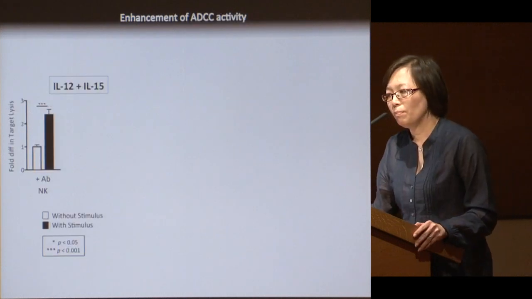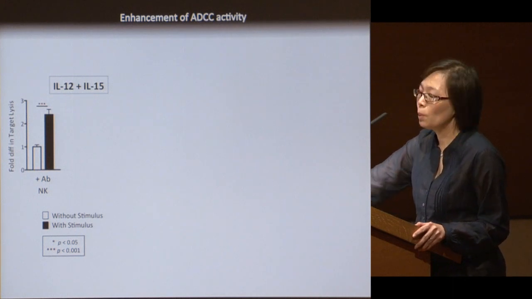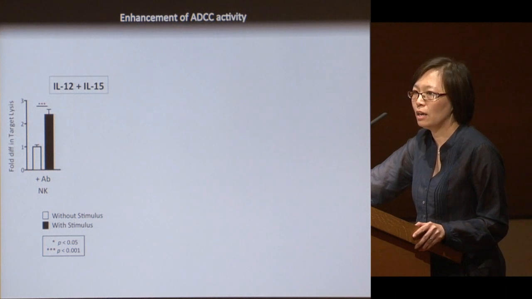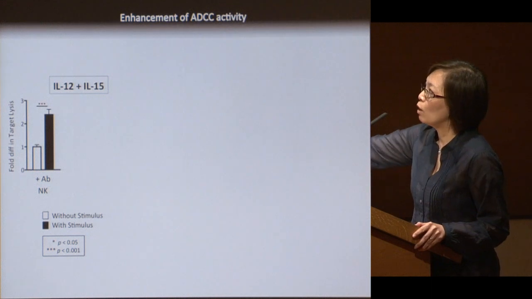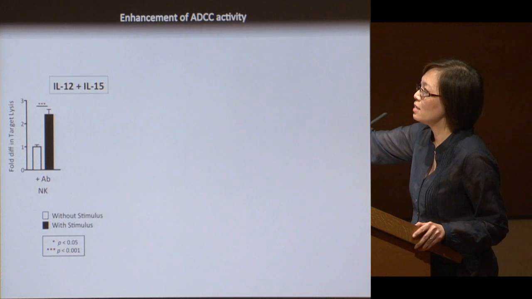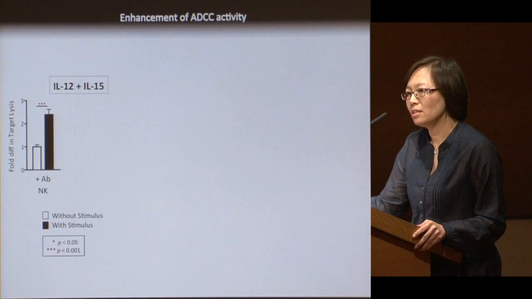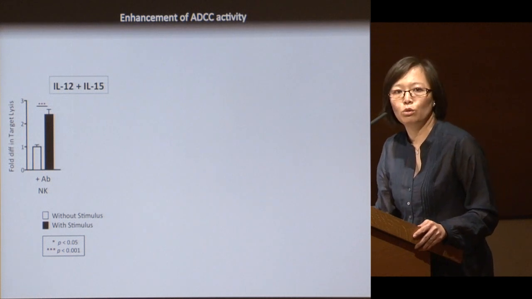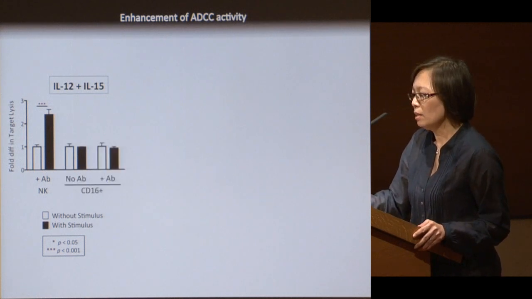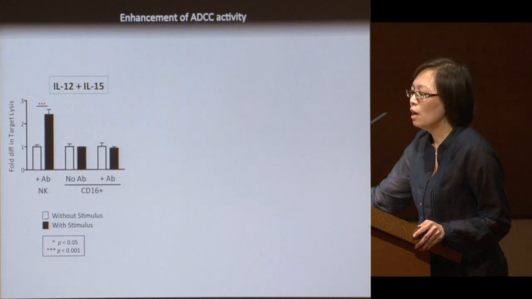And we know that NK cells can perform ADCC, and for a long time it has been described that the cocktail of IL-12 and 15 can enhance NK cells to kill tumor cells better. We can also see this in our own hands. With treating of NK cells with IL-12 and 15, we can enhance their ability to kill antibody-coated cells. But are we able to also enhance the ability of the CD16 positive monocytes to perform ADCC? If we use IL-12 and 15, which is a very specific activator for NK, we do not see any effect in the CD16 positive cells.